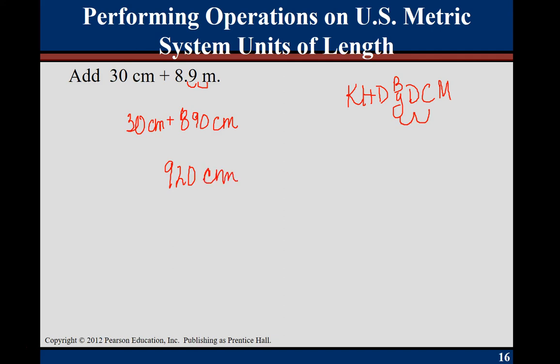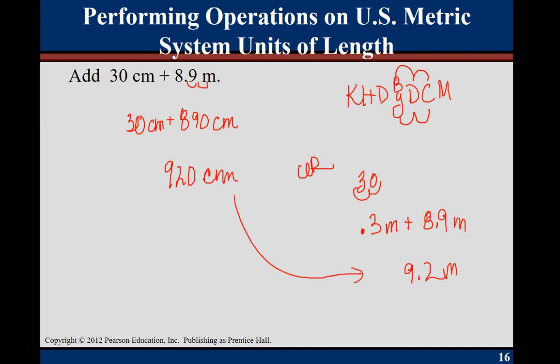Now, if I would have changed centimeters to meters, that would be 1, 2 to the left. So instead, I could have said, well, 30 with 2 left, that would be 0.3 meters plus 8.9, and that's 9.2. And you can see that you have the same thing when you're done, right? If I change meters, 1, 2 over, I would get the same answer in centimeters. And that is how you do some conversions with US and metric systems of length.